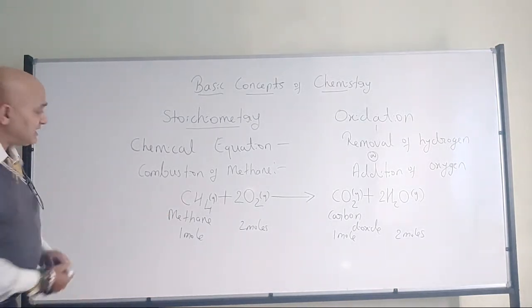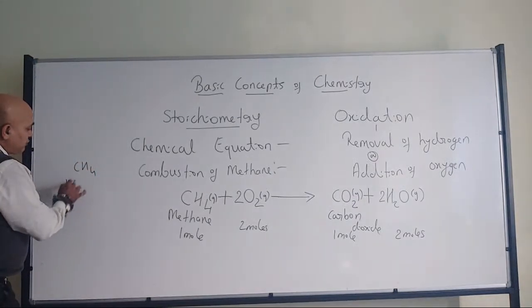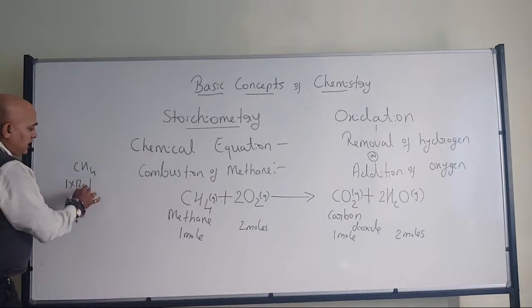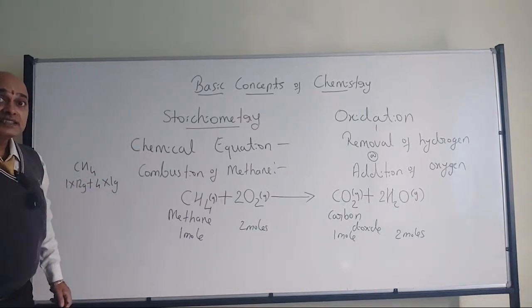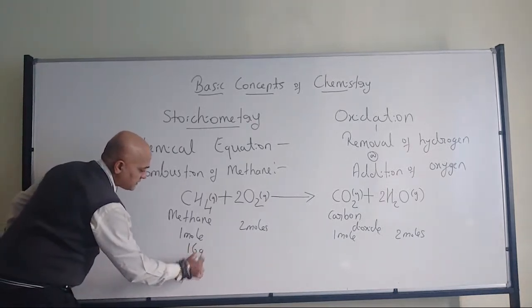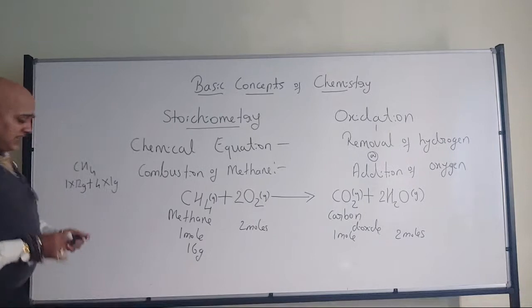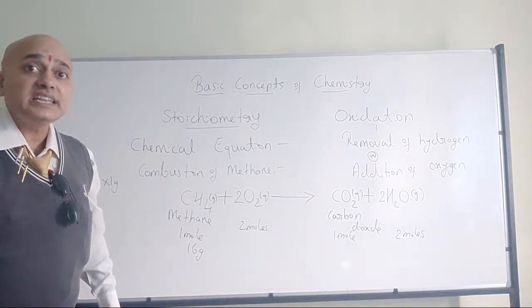Since 1 methane is there, each methane will be 1 into 12 gram, that is related to carbon, plus 4 into 1 gram. That means 16 gram is the molar mass. And since 1 mole of methane is involved, in terms of mass it will be 16 gram.